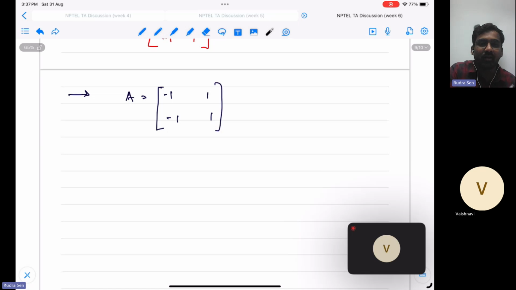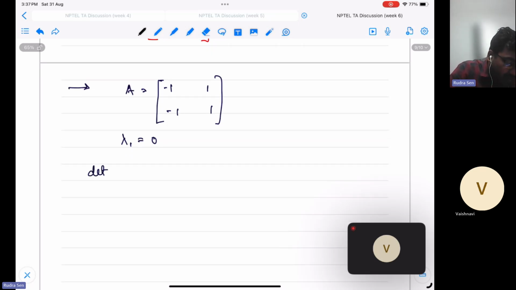That means this matrix is semi-definite. It's not exactly definite, right? Whether negative or positive, you can check, there's a procedure for that. So without doing the determinant of lambda I minus A, we know that one lambda is equal to 0. Now you have to see, is there any other distinct eigenvalue or not? Okay. So if we find the determinant of lambda I minus A, it is lambda plus 1, minus 1, 1, lambda minus 1.